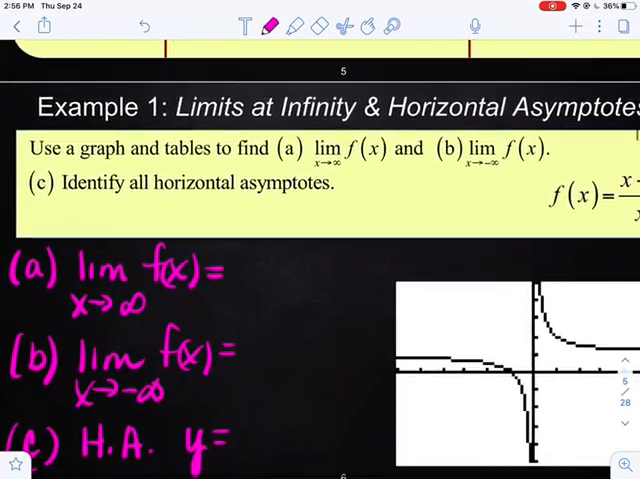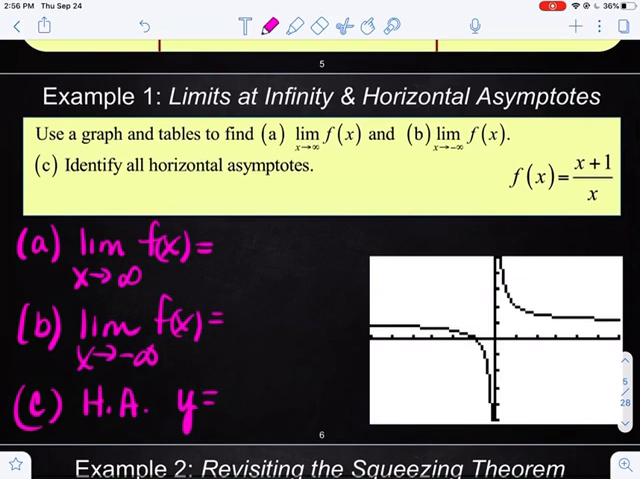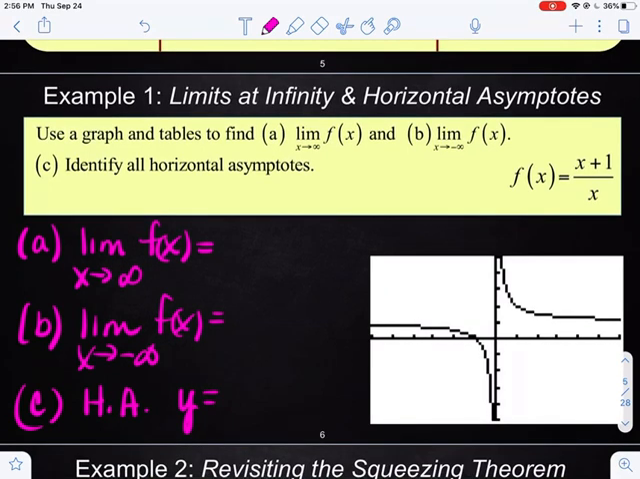So let's take a look at the first one here, example 1, limits at infinity and horizontal asymptotes. Use a graph and tables to find the limit as x approaches infinity, the limit as x approaches negative infinity, and then identify all horizontal asymptotes. The function is f of x equals (x plus 1) over x. The first thing I would do a lot of times, just to clarify what I was looking at, is pull out my graphing calculator and of course go to y1 and put this function in.